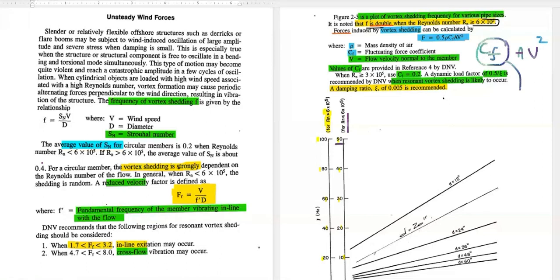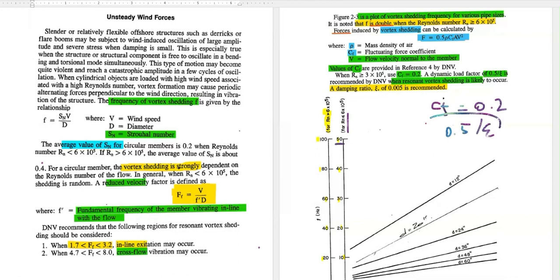Fluctuating force coefficient. So this CF is provided by reference DNV. If the Reynolds number is greater than 3 times 10 power 5, the force coefficient C equals 0.2, and dynamic load factor 0.5 by eta, that is damping. Dynamic load factor is recommended when resonant vortex shedding is likely to occur. A damping ratio of 0.005 is recommended.